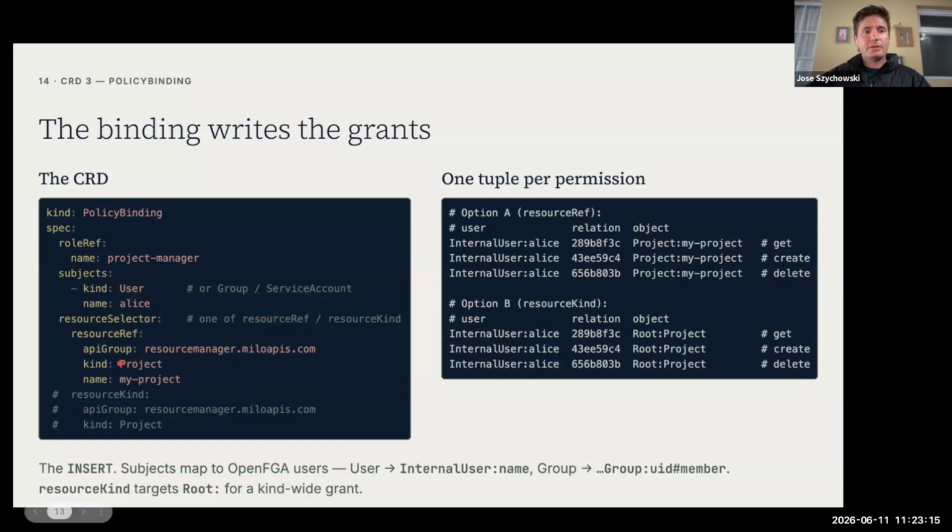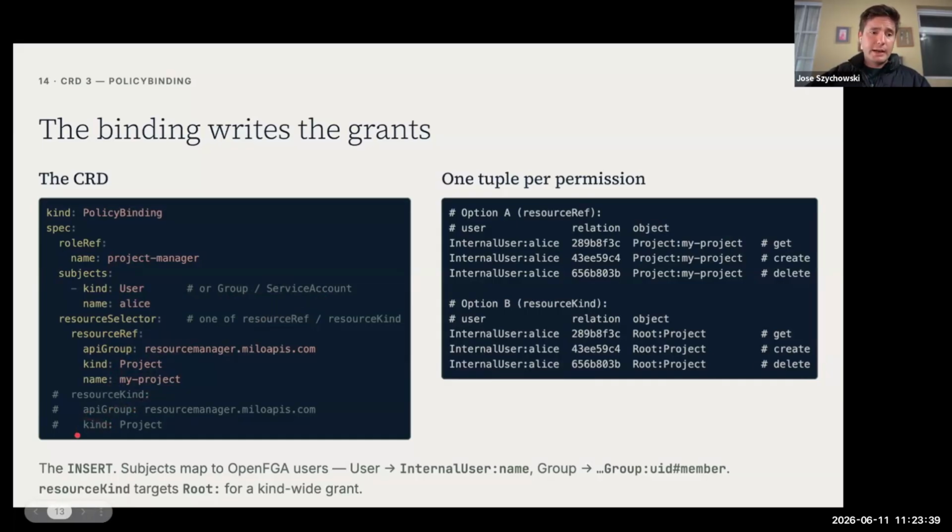And very important, but not last, our resource selector. Here, you can select a specific resource reference. For example, this policy binding is going to be applied to the project, but specifically the project named my project, that is going to be the project of a user, of a project inside an organization.